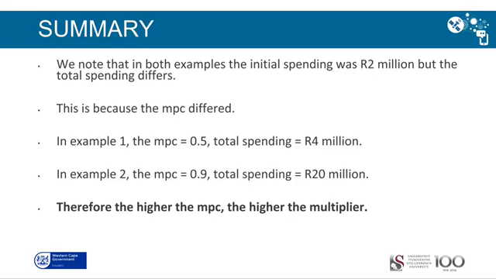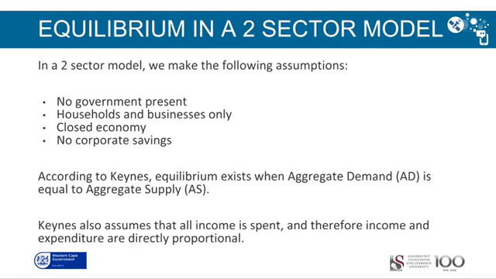This is a question that is often asked: what is the relationship between the MPC and the multiplier? And there we've just shown you that relationship. The higher the MPC, the higher the multiplier, which means the opposite is also true. The lower the MPC, the lower the multiplier would be. I hope you've all grasped that so far.